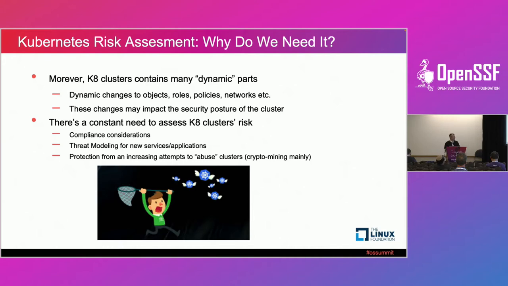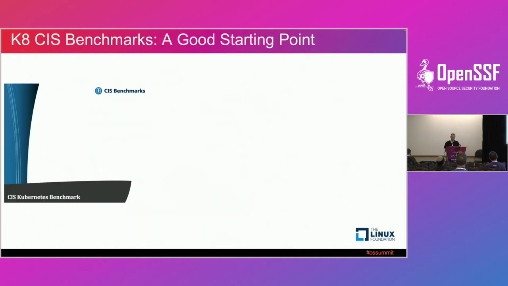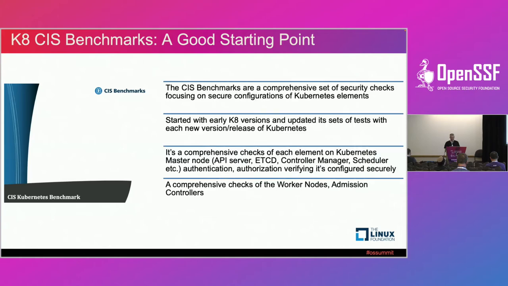So I asked you about the CIS benchmark. The CIS benchmark is definitely a great start. For those who are familiar and working with it, it's very impressive. It's a really comprehensive set of security checks, focusing on securing the configuration of Kubernetes elements. I think the CIS benchmark was the first framework that people started using, very early in the days of Kubernetes. And the good thing is that they keep updating it as things move along; for every version, there is a new CIS benchmark.